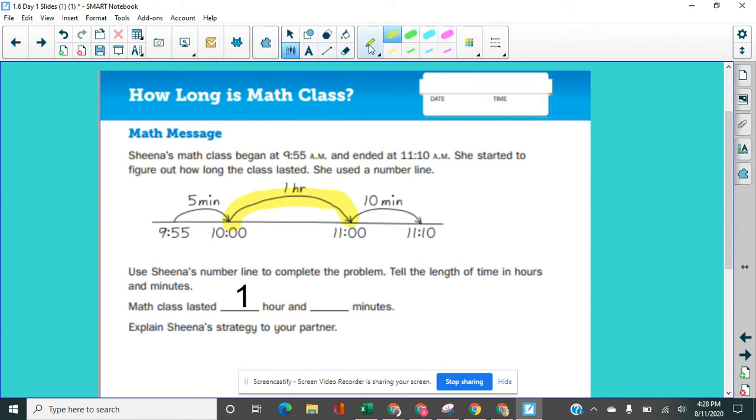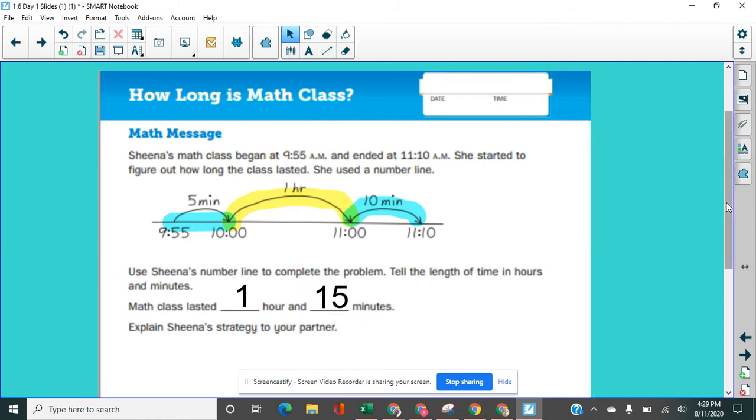And then how many extra minutes? So I'm going to put those in a different color. Well, this part was 5 minutes. And then this part was 10 minutes. So if I add those two up, I will get the total amount of minutes. 10 plus 5 is 15, right? 15 minutes. Now, if that number had been over 60, then I could have made another hour out of those and had some extra minutes left over. But her math class lasted 1 hour and 15 minutes. Be sure to write it down.